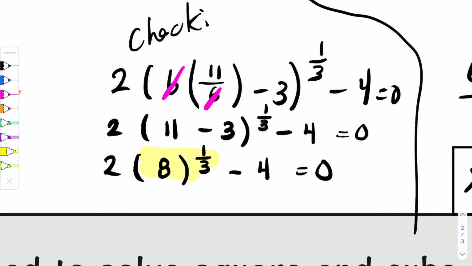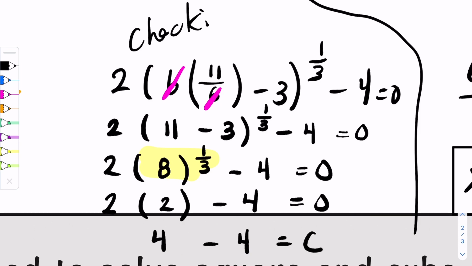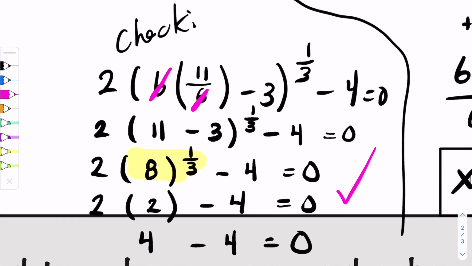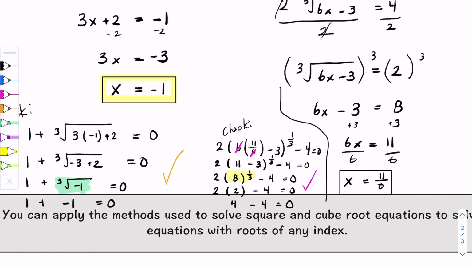8 to the power of 1/3 is the same thing as the cube root of 8, and the cube root of 8 is 2. 2 times 2 minus 4 equals 0. 4 minus 4 equals 0. That is correct. So this is your answer.